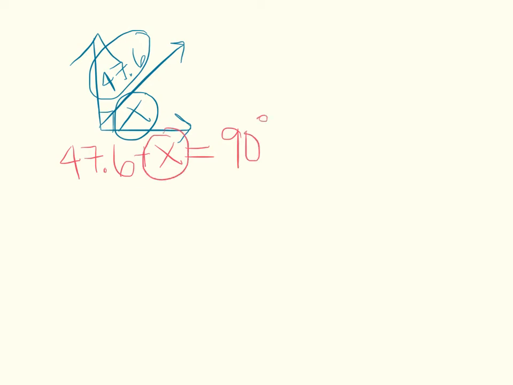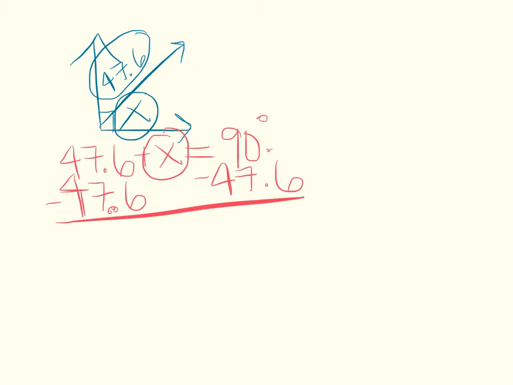You isolate the variable, get rid of this positive 47.6. So what's the opposite of positive 47.6? It's a negative or minus 47.6. What I do on one side, you do to the other.